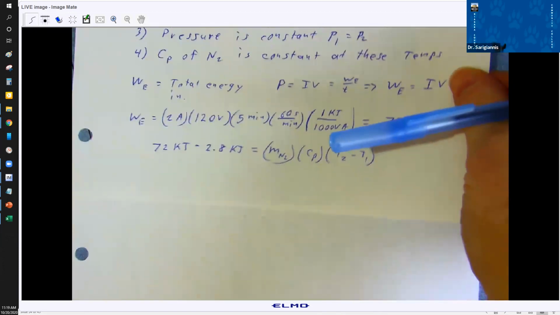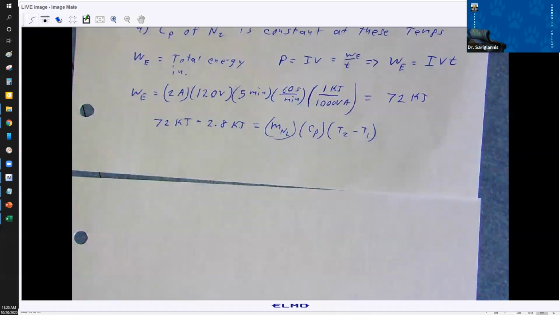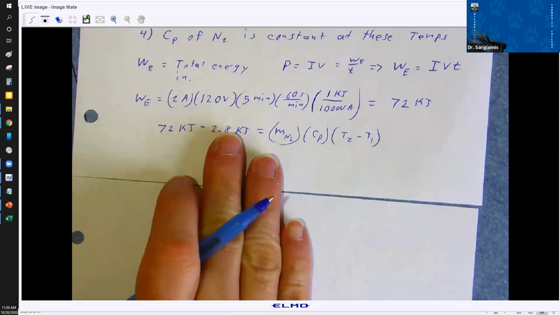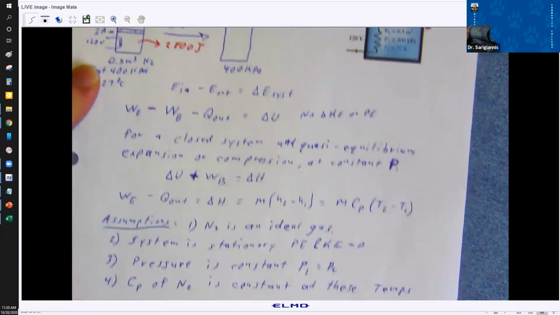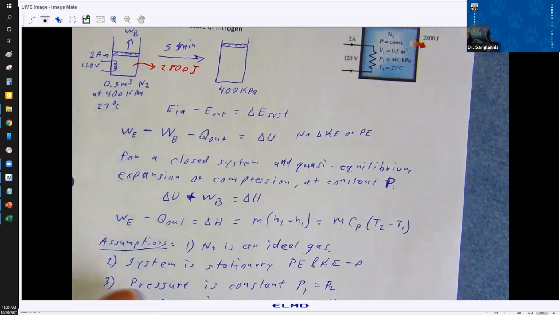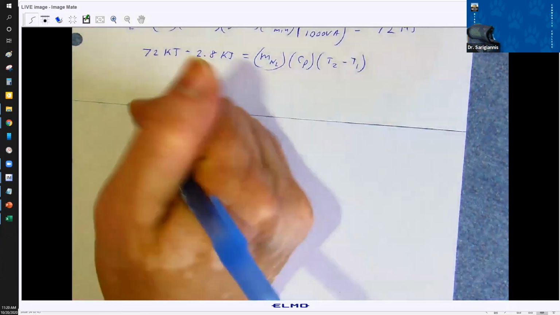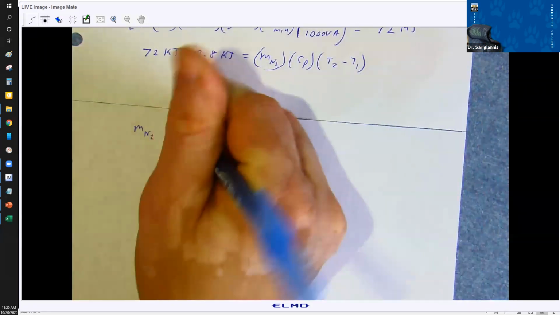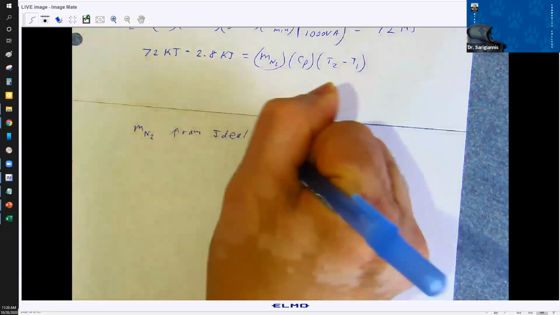Start a new page. So what's the mass of nitrogen? Well, the only information we're given here initially is pressure and temperature, right? We're not given a specific volume, but we're treating nitrogen as an ideal gas. So we can use the ideal gas law to find out the mass. So the mass of nitrogen from the ideal gas law.